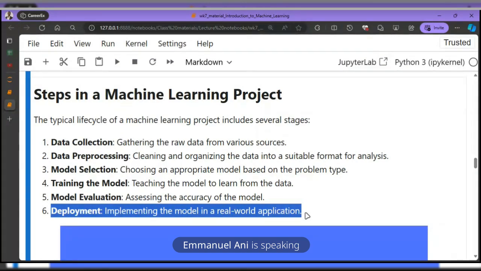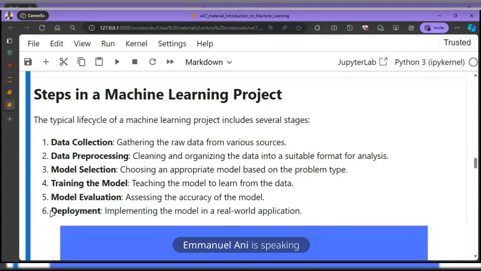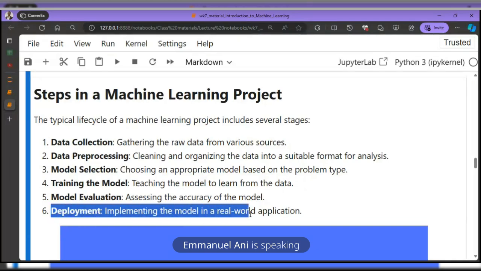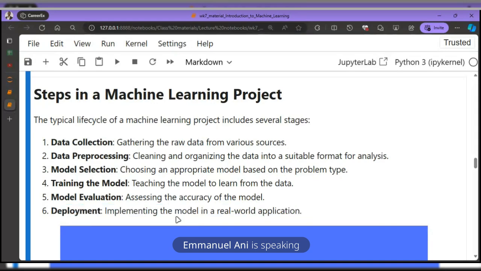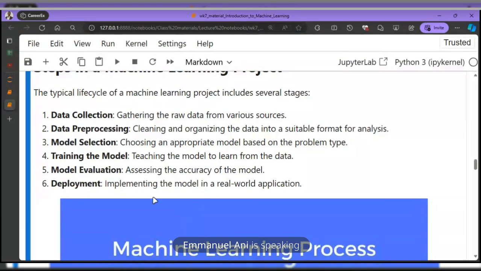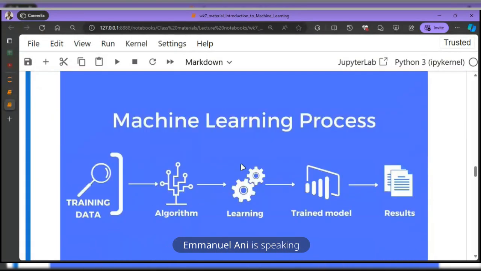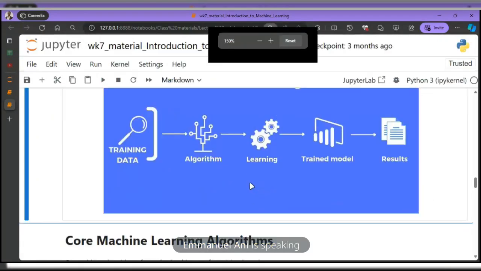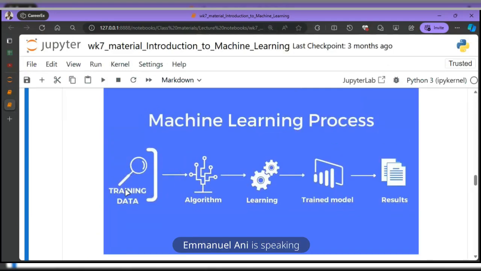All right. But you are advised to also learn the deployments. After this program, if you are still interested in furthering in machine learning, you can as well learn how to deploy models after you've trained them. So it is an illustration of the process. Train your data. You get your training data, you get your algorithm, and then you would use this algorithm to learn from the data, and then you get a model that you've trained, and then you can now start using it to make predictions. So this is basically the machine learning process.